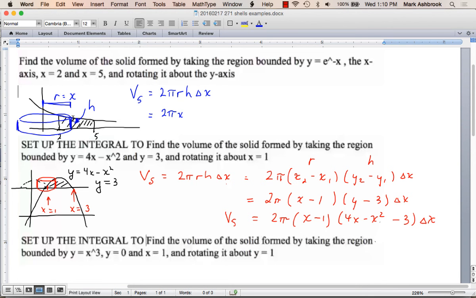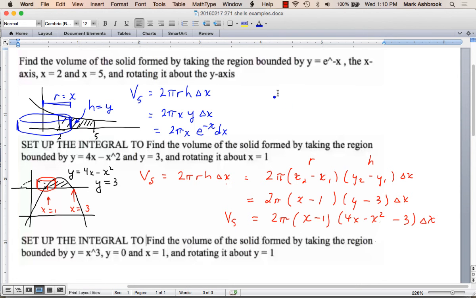What's the height? X coordinate, y coordinate, change in y, or change in x? Just the y coordinate, because it's the height up from the x-axis. So 2 pi x times y delta x. So we have to change the y to x. y equals e to the minus x.